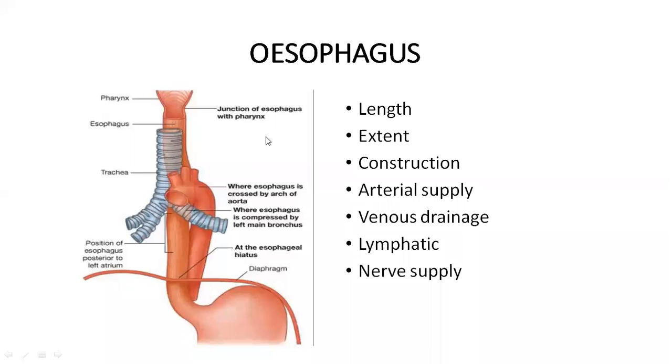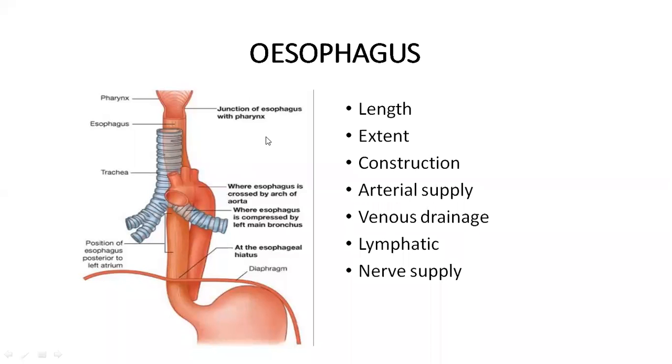Everything is calculated from the incisor teeth. The first one is at 15 centimeters, next 22.5 centimeters, next 27.5 centimeters, next 37.5 centimeters. The first, 15 centimeters, is by the cricopharyngeus muscle, and 22.5 centimeters is by the arch of aorta. Then 27.5 centimeters is by the left bronchus, and 37.5 centimeters is by the diaphragm. So these are the main important constrictions.